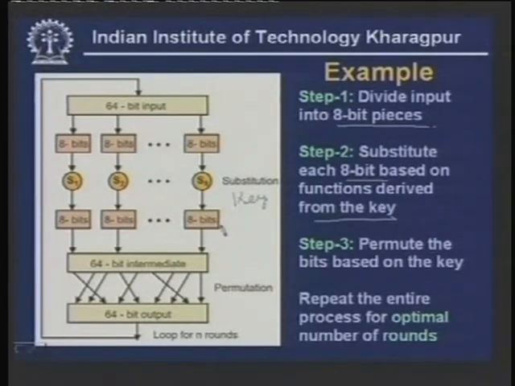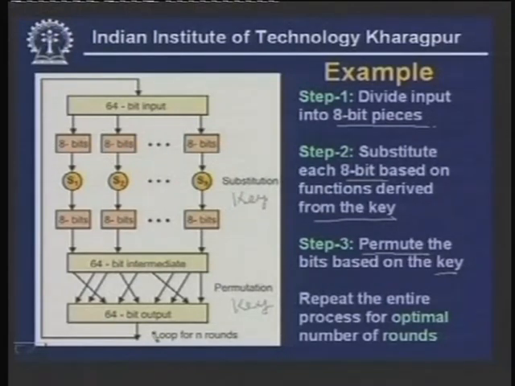Then after this is done, these 8-bit numbers are recombined to get 64-bit intermediate data, and this is permuted based on another key. So, permutation is performed again with the help of a key to get 64-bit output. Now, you can perform several rounds of looping to improve the encryption technique, to increase the security of encryption.